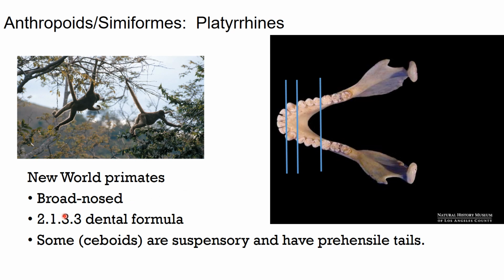So it's just 1 tooth difference between New World primates and Old World primates. And it's the 2, 1, 3, 3 dental formula for New World, 2, 1, 2, 3 dental formula for Old World, and we're simply putting that formula together by counting the number of teeth for each tooth type. Okay.